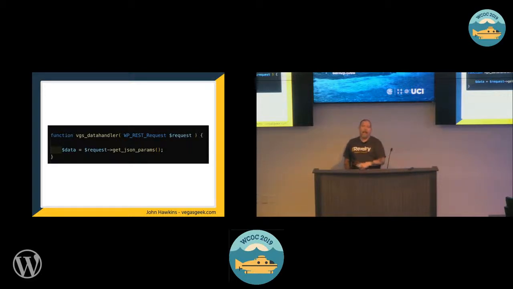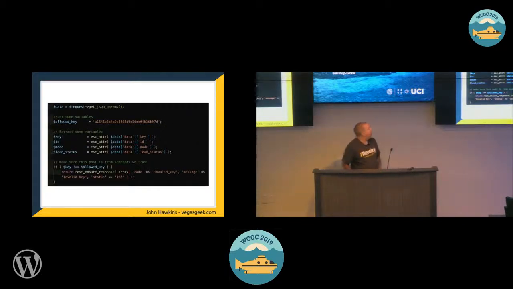WordPress has a lot of built-in functions that make dealing with the data that comes in super simple. This get JSON params, I'm taking and putting all of that into one variable called data. And all of that data just comes in as a nice little array. And now I can really do whatever the heck I want with it. So this is really just the shell of the function and some super handy functions.